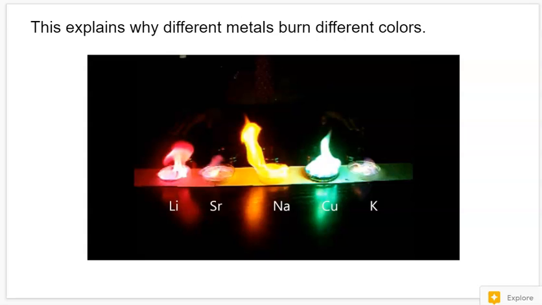In this sense of explaining why different metals burn at different colors, this might be something you saw in a previous chemistry class, where if you take lithium metal and strontium metal, they burn sort of a reddish color. Sodium burns orange, copper burns green, potassium burns kind of a purplish color. And this is associated with the emission of photons, because as you're heating the metal, the electrons are getting promoted to higher energy levels. They're absorbing a bunch of energy. It's not light in this case, but it's sort of the same idea.